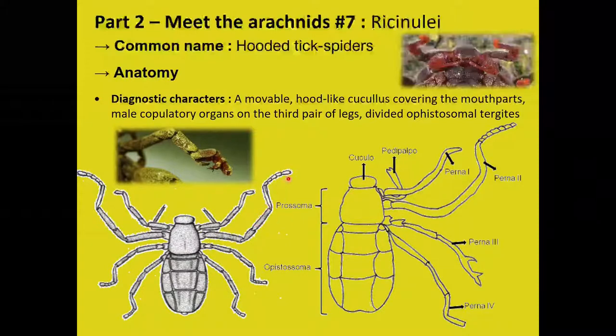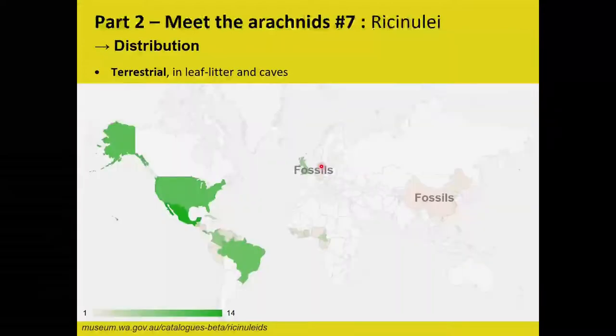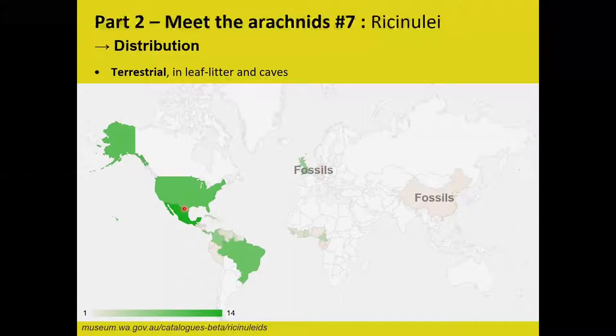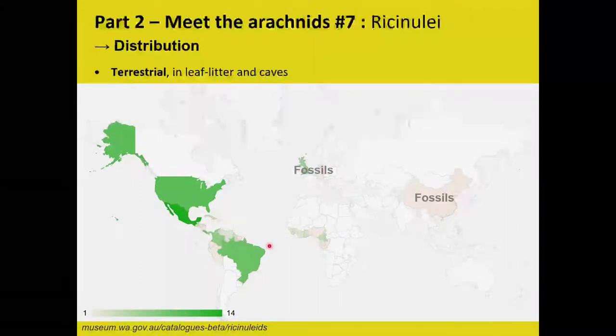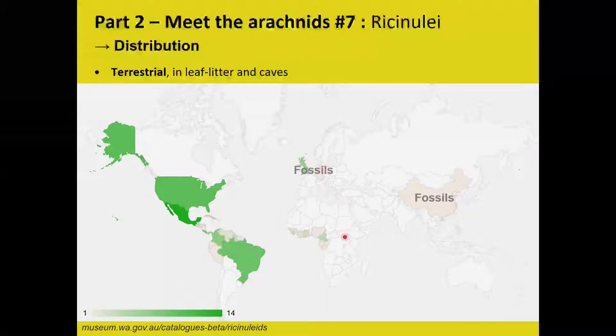These creatures are quite tiny, like most arachnids, and they have very weird legs, which have some specialized copulatory organs. Yeah, so they wear hoodies, totally. And the males have very specialized legs to copulate. We can find them in North America and South America, with some fossils over there. Also, some species in Africa. They live in caves mostly and in leaf litter.